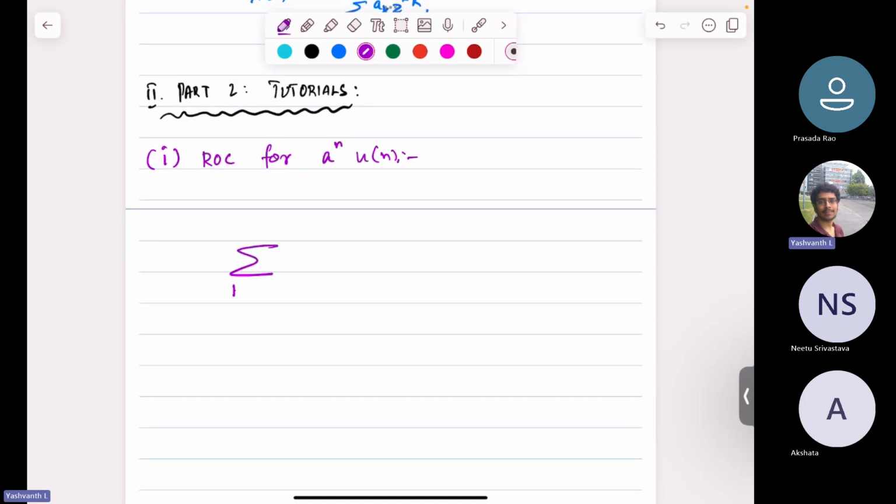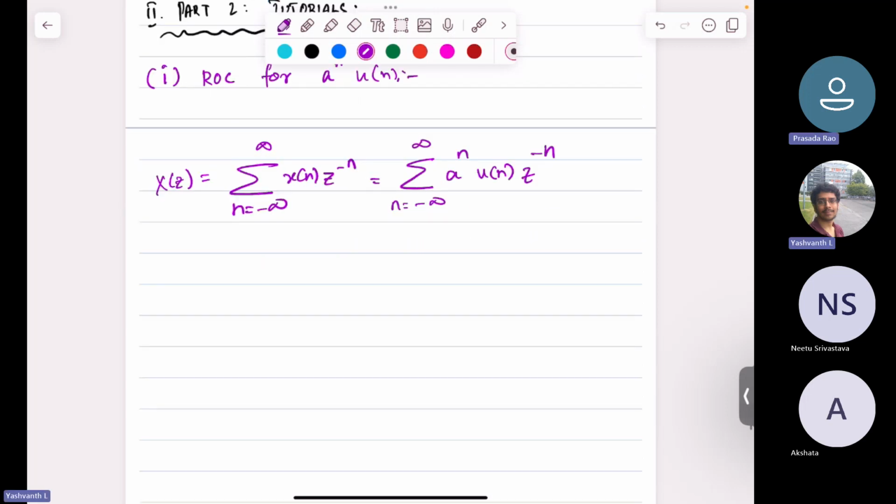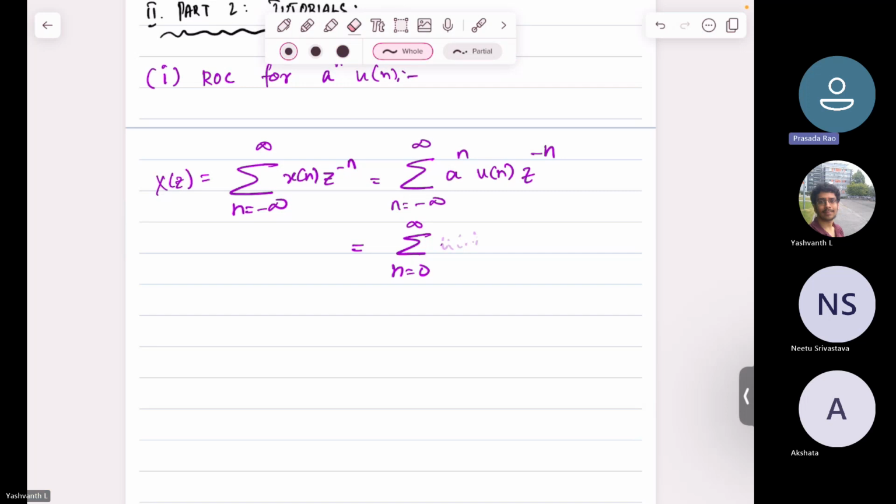Summation n equal to minus infinity to plus infinity, X of z equal to x of n z power minus n, which is nothing but summation n equal to minus infinity to plus infinity a power n u of n into z power minus n. This is same as summation n equal to 0 to infinity, because u of n is zero on the left hand side, a power n into z power minus n.